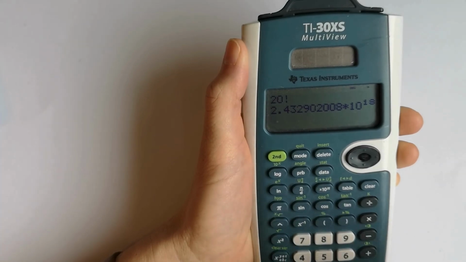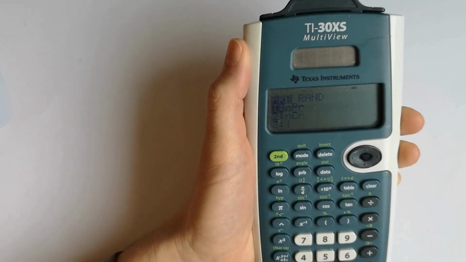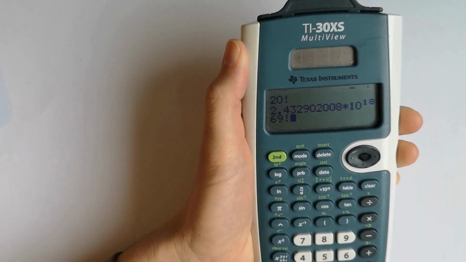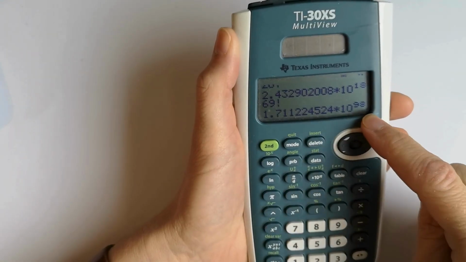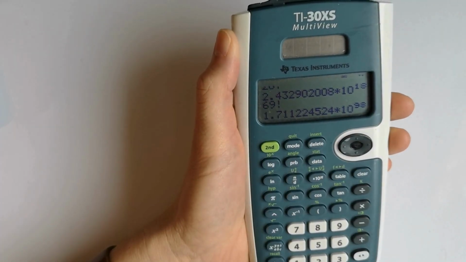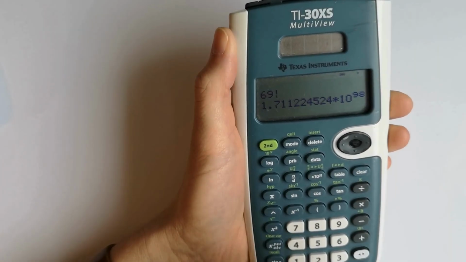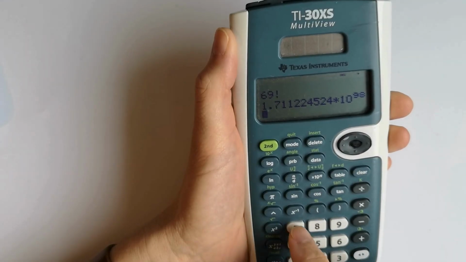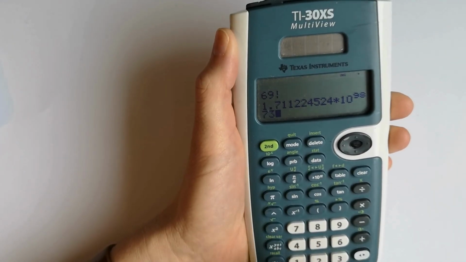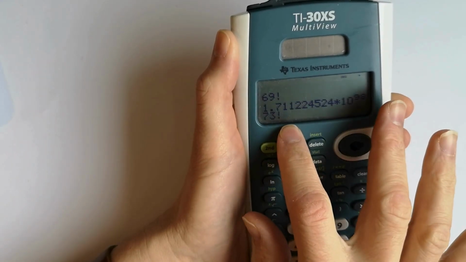But the last number, 69, should be possible, so we will try. So 69 factorial, enter. And you see it's a very, very large number. That's the last factorial you can actually calculate. But we have a really nice thing with this calculator. We know we can't calculate 73 factorial, so I know we will get an overflow.